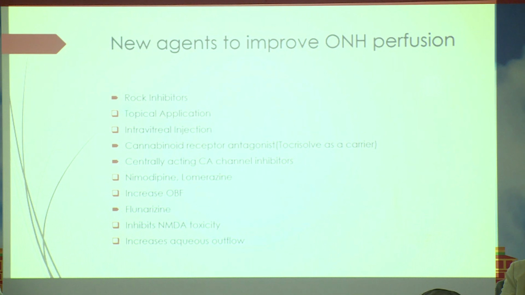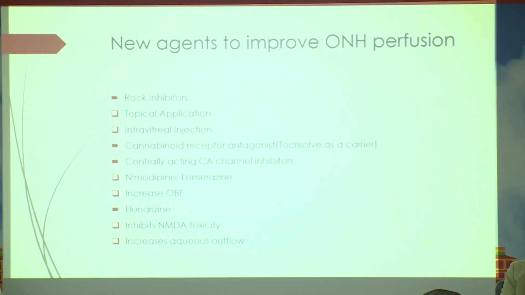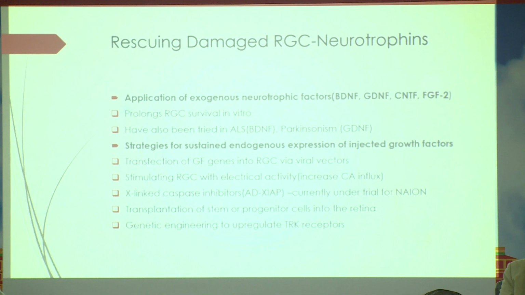Studies have been done topically, and intravitreal injections are also being tried. Similarly, we have centrally acting calcium channel inhibitors like nimodipine, which are known to increase ocular blood flow, and flunarizine, which, besides increasing the aqueous outflow, also inhibits NMDA activity. Then we have rescuing strategies using neurotrophins. Various neurotrophic factors are available, which can be applied exogenously, or we can use strategies for causing sustained endogenous release of these factors. They are also being used in other degenerative disorders like Parkinsonism and amyotrophic lateral sclerosis.